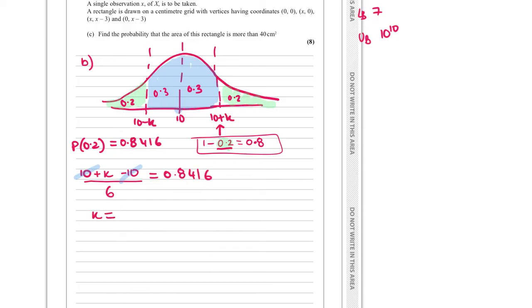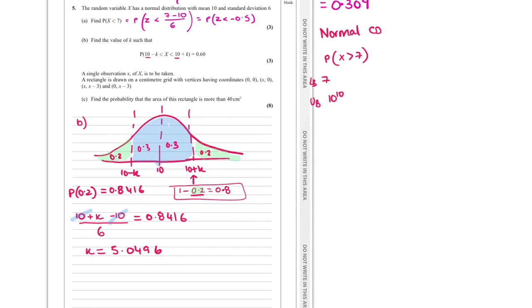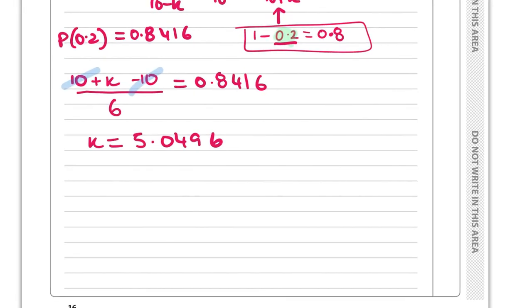Oh my God, I don't have a calculator. Wait there. 0.8416 times 6. And then 5.0496 is my value of k. It hasn't said anything, so I'll probably leave it like this. If you wanted to, you could round to 3 significant figures, which is 5.05.